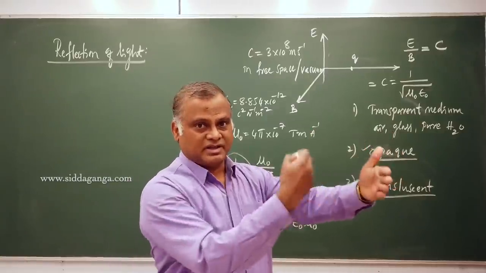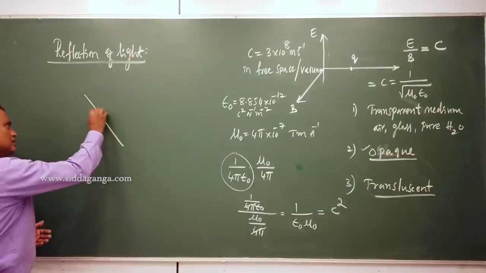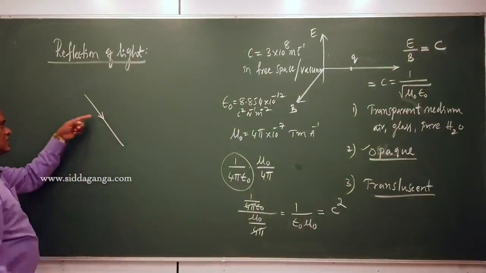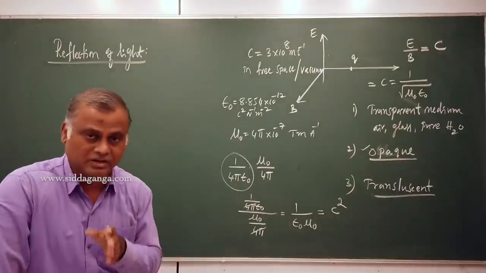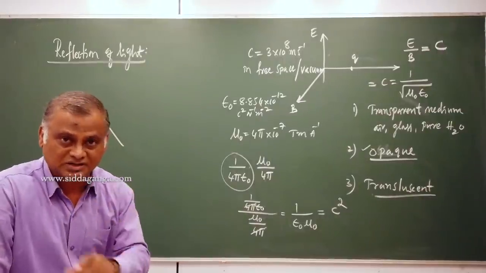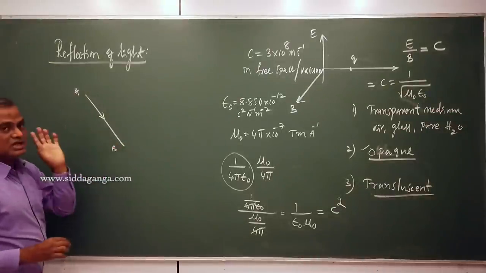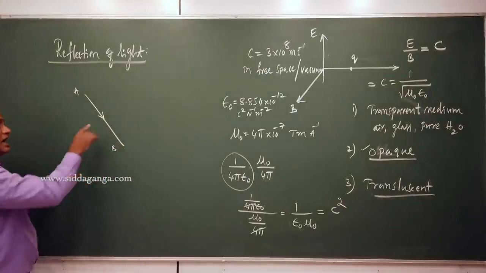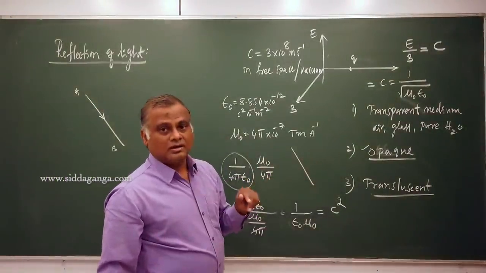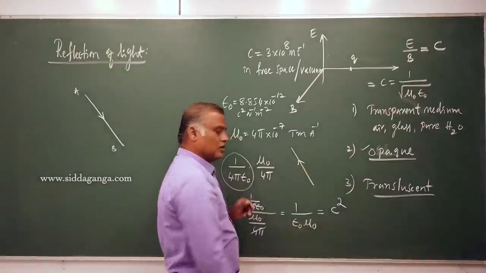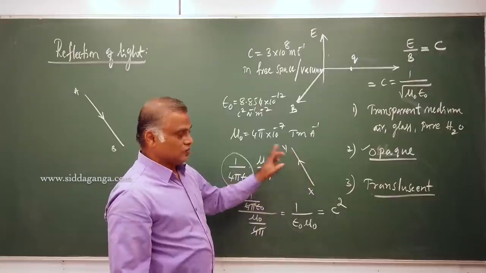If light makes contact with some surface, say light is traveling here. As I said earlier, you must show it with an arrow mark, a straight line with an arrow mark. A straight line is a ray of light. It carries some energy. Say from A to B, that gives the idea of light. In a straight line with an arrow mark, here X, Y, you must say light is traveling from X to Y.